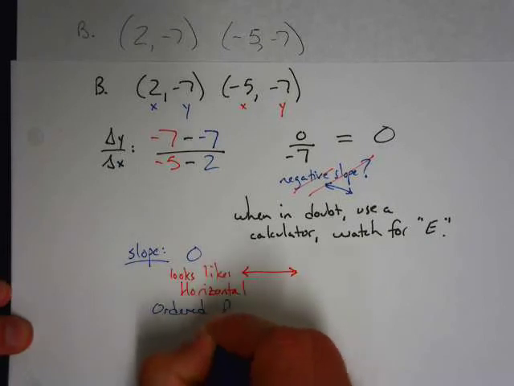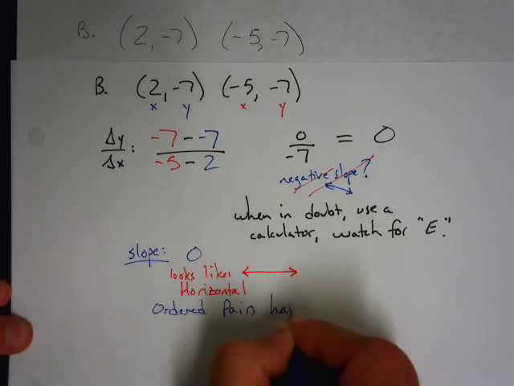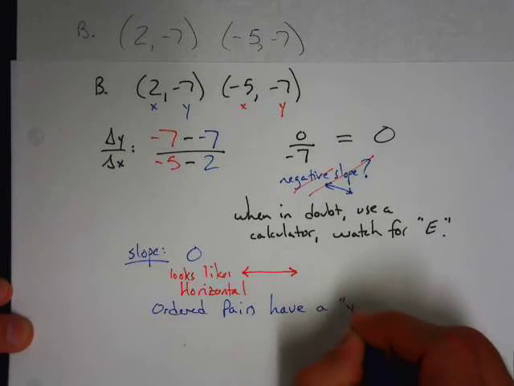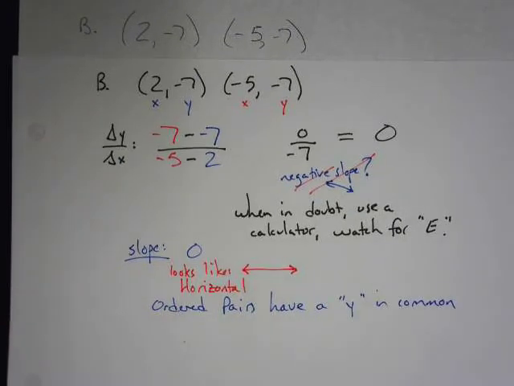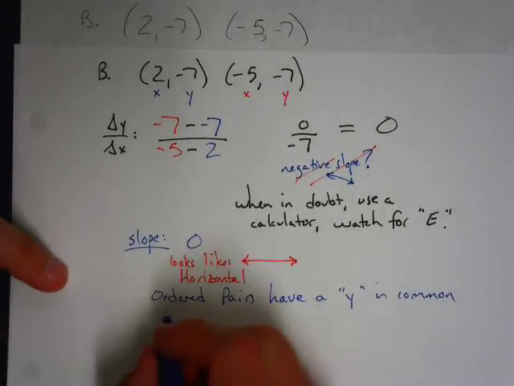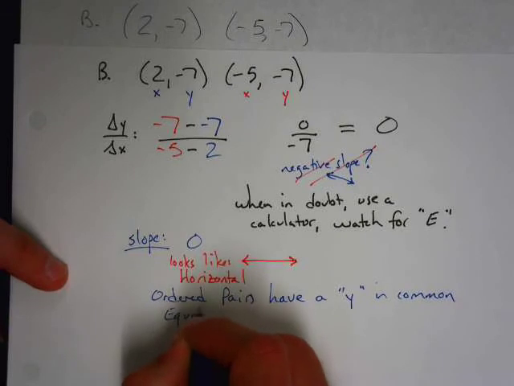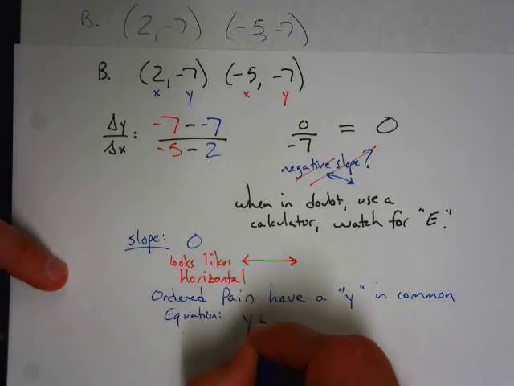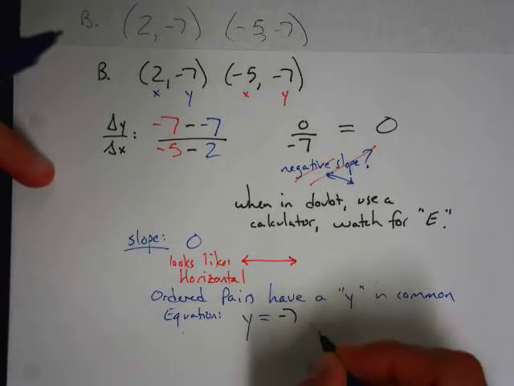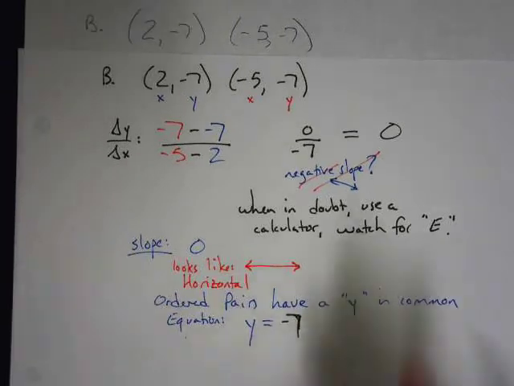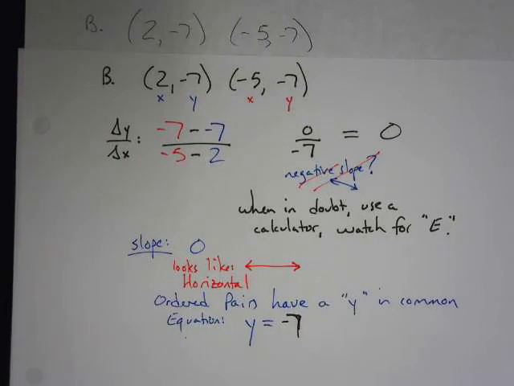And if the ordered pairs have a y in common, that's an interesting phenomenon. That means we can actually tell the equation as well, right? If the ordered pairs have a y in common, that means the equation is y equals, okay? And it's whatever that y is. In this case, it's going to be -7. So the equation is y is -7. That's not, I'm not asking about that. I'm just saying you got to learn everything about horizontal lines. We'll get more into that.